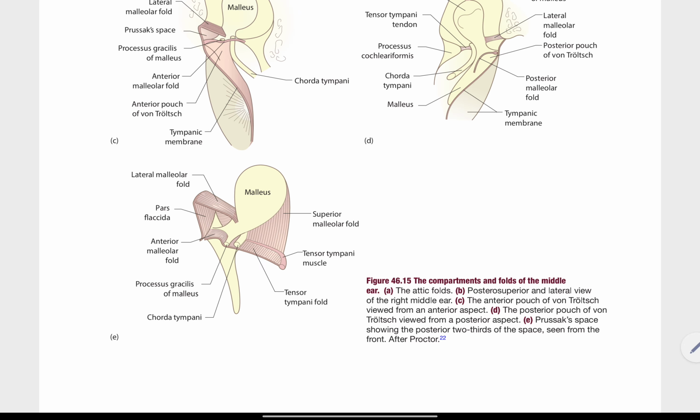C. The anterior pouch of von Troltsch, viewed from the anterior aspect. Superior ligament of malleus, lateral malleolar fold, Prussak's space, processus gracilis of malleus, anterior malleolar fold, anterior pouch of von Troltsch, tympanic membrane, chorda tympani, superior ligament of malleus.